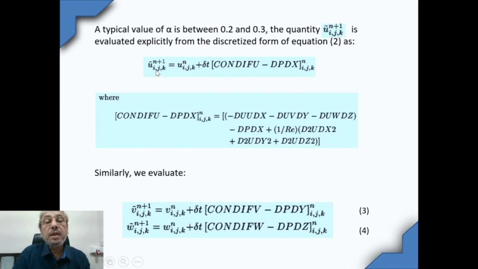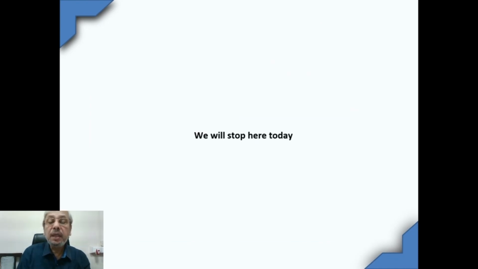Discretization has been done. The terms associated with x momentum are evaluated where uijk has been defined. Similarly, terms associated with the y momentum equation will be determined where vijk is located, and for the w momentum equation or z momentum equation, all the terms will be evaluated at the point where wijk has been defined. We'll stop here today.